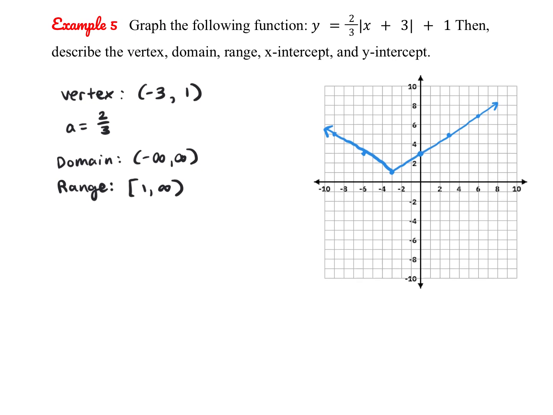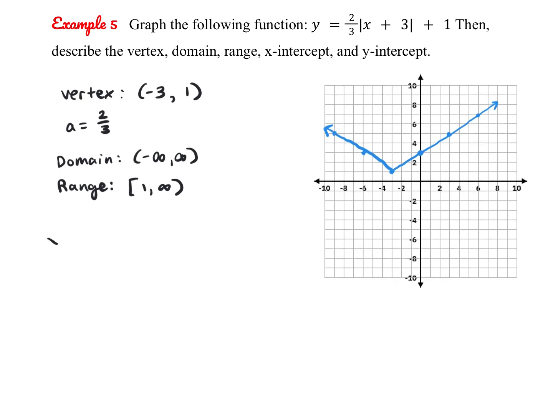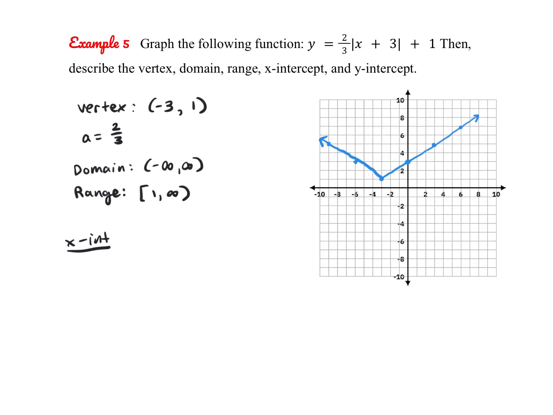Now let's do our x and y intercepts again algebraically. Let's find our x-intercept. So you might notice something: our graph does not cross the x-axis, which is totally fine, but I want to show you what that looks like algebraically. So I'm going to start by subtracting 1 from both sides, and then I can multiply by 3 and divide by 2. So here's what I have.